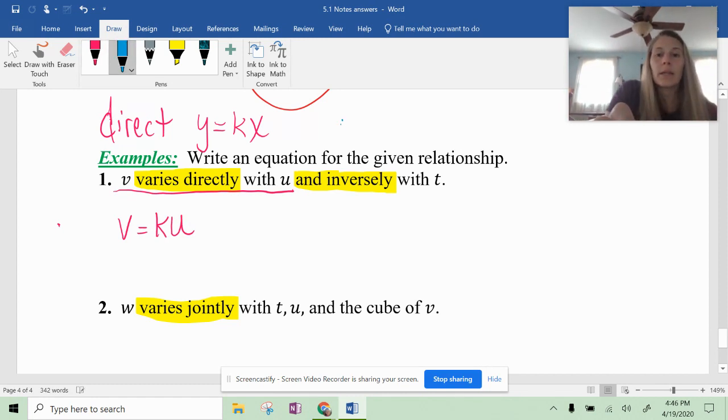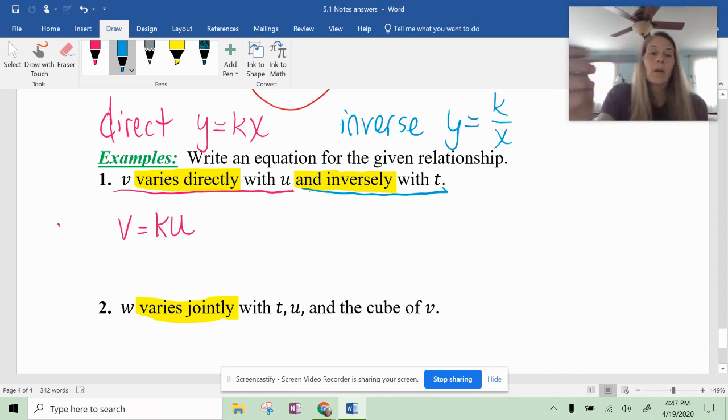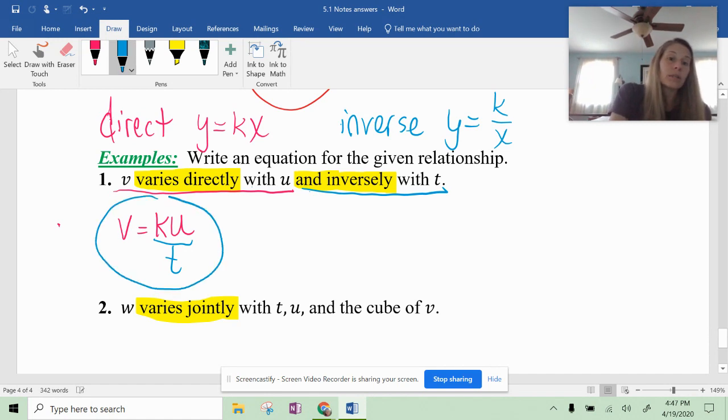Now, if something is varying inversely, y is going to equal k over x. So basically what happens is anything that's varying directly with something, those somethings are just going to get multiplied to the k. Anything that's varying inversely is going to get divided or put into the denominator. So if v is varying directly with u, the u goes on the top with the k, and inversely with t, the t would go underneath of the k. So this is what your final answer would look like. V equals k times u over t. So let's try that with the next one.